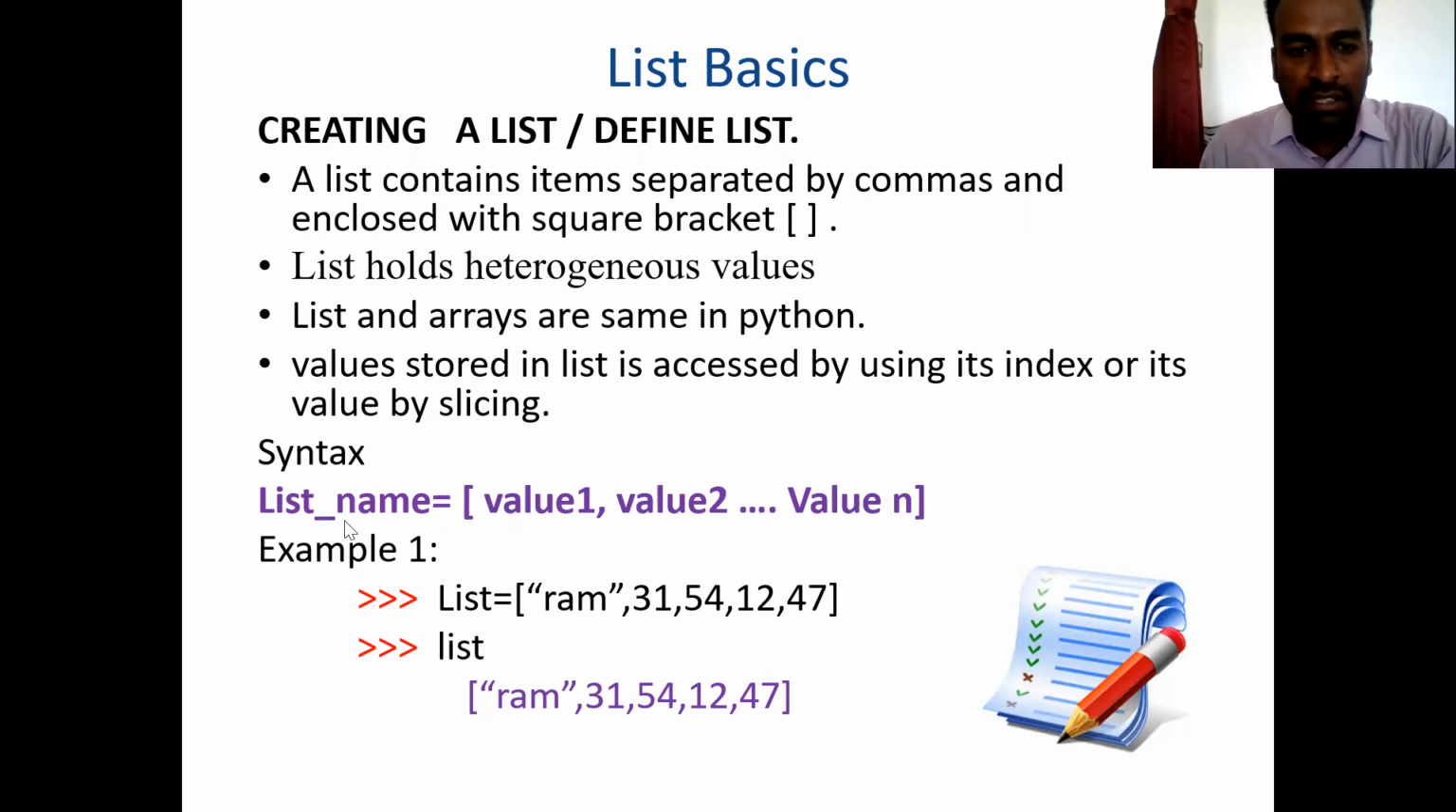How to create a list? The syntax for creating a list is list name, and inside the square brackets, value 1, value 2, up to value n. Here, just give the example list equal to "Ram" and then some integer elements. Ram is a string value, so that is given enclosed in double quotes. And 31, 54, 12, and 47 are integer values, so we have no need to declare those elements in double quotes.